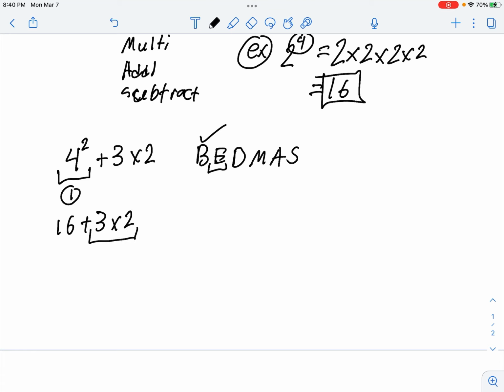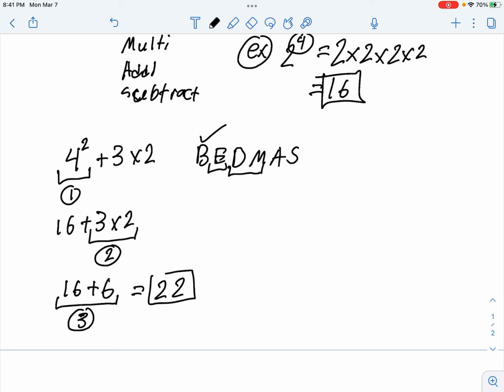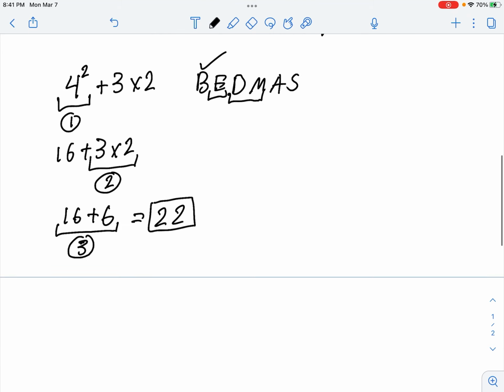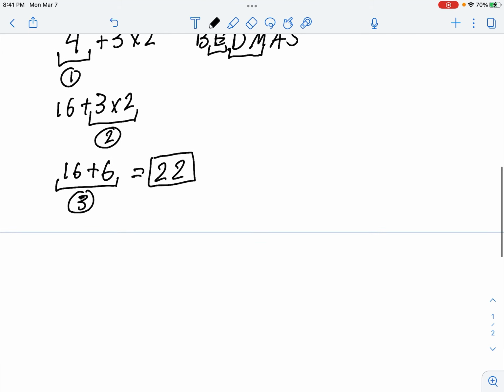Next thing we're going to do is multiply these two numbers, 3 times 2, since that falls after doing exponents. And that leaves us with 16 plus 6. And then lastly, and not least, we're going to add these two numbers to get us an answer of 22, like so.